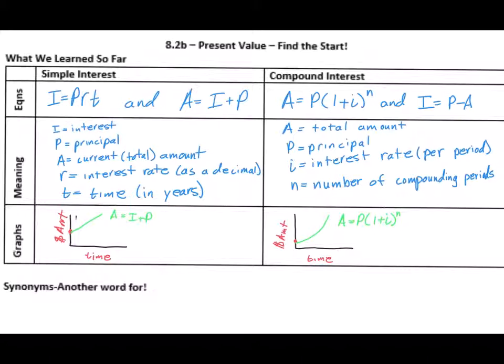For compound interest, we have A is equal to P(1 plus i) to the n, and in order to find the interest, we have this equation. The interest is equal to not the principal minus the A. It should be the final amount minus the starting amount, which is our A value minus the P value. And just like before, we have all our terms described.